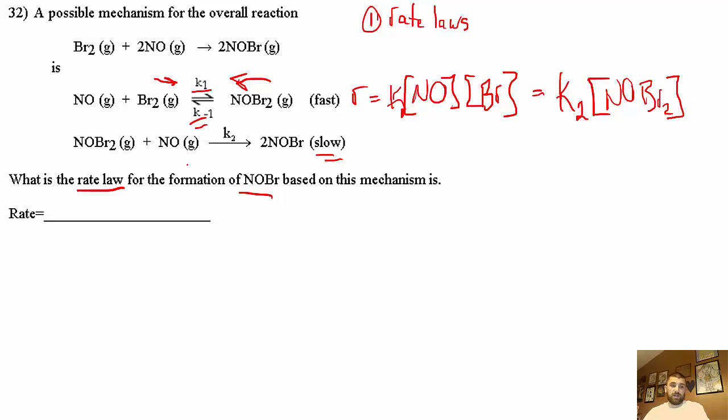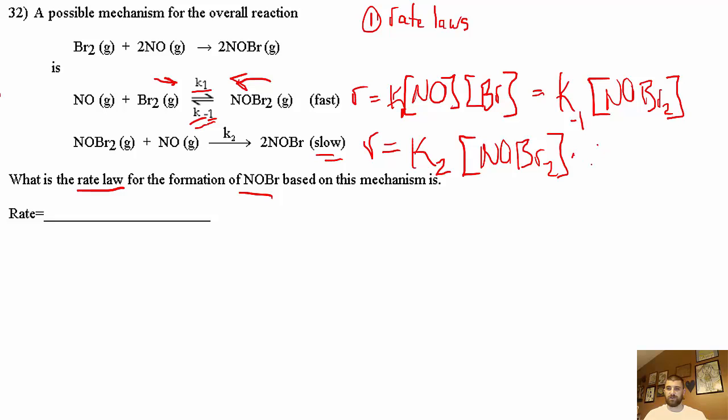So we're going to take a look at the rate determining step. So the R for the rate determining step would be K2. Oh man, totally messed up. So over here, this shouldn't be K2. That should be K to the minus 1. This is K2. So K2 times the concentration of NOBR2 times concentration of NO.